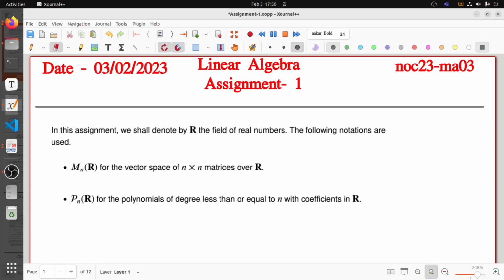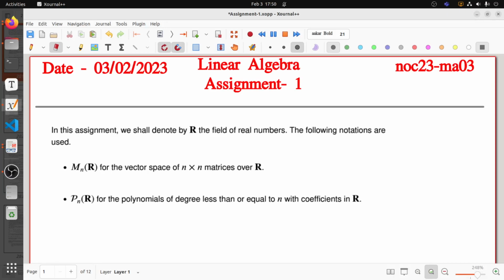P1 plus P2 of x. What is the addition? We will define it as a naught plus b naught plus (a1 plus b1) times x plus dot dot dot plus (an plus bn) times x to the power n. These are the addition of two polynomials in PnR.